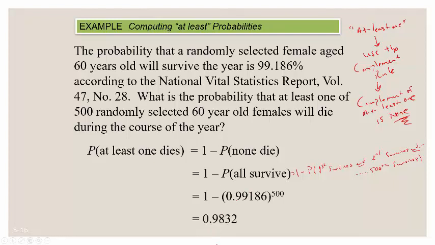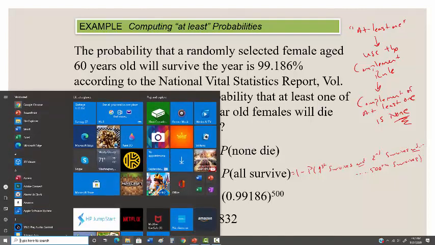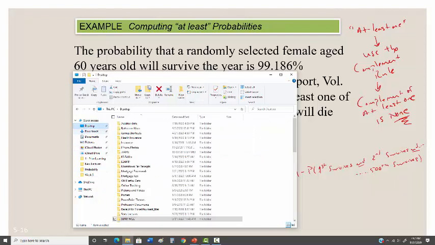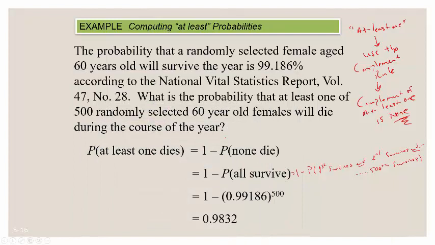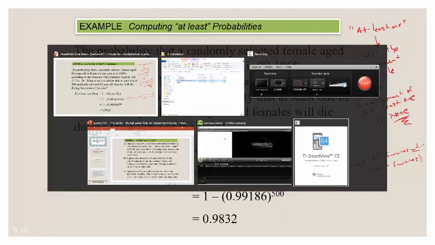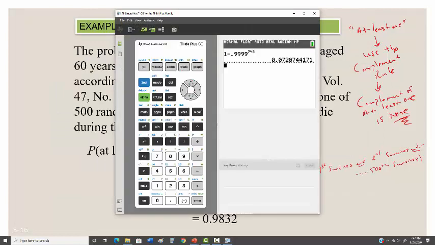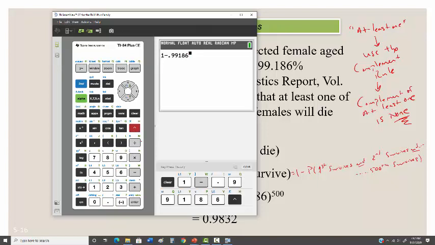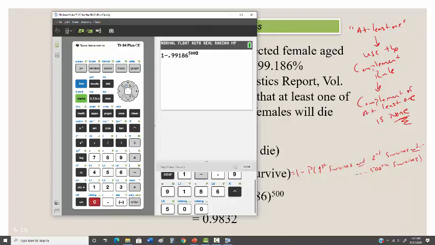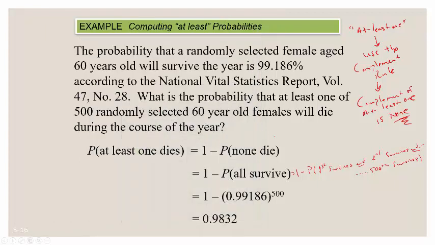And let me show you this, so you can see it here. Sorry, I should have loaded up my calculator beforehand. So if you take 1 minus 0.99186 raised to the 500th power, yeah, it's 0.9832. So it's almost a 100% chance that one of those 500 females will die in that year.